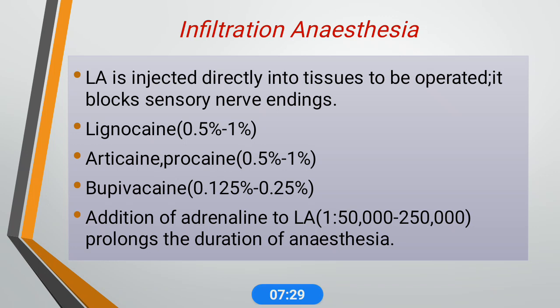Infiltration anesthesia: the local anesthetic is injected directly into the tissues to be operated. It blocks the sensory nerve endings. It is used in minor surgery, with immediate onset and variable duration. This type involves the skin region as deep as intra-abdominal tissues. Most local anesthetics are used as infiltration anesthesia, examples like lignocaine, procaine, bupivacaine. Addition of adrenaline to local anesthetics prolongs the duration of anesthesia.